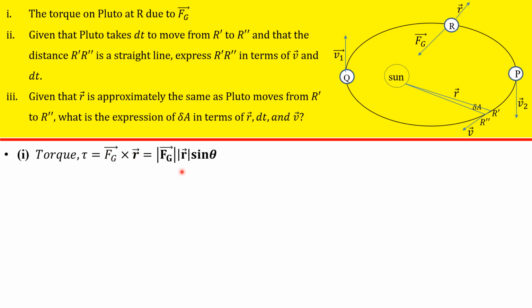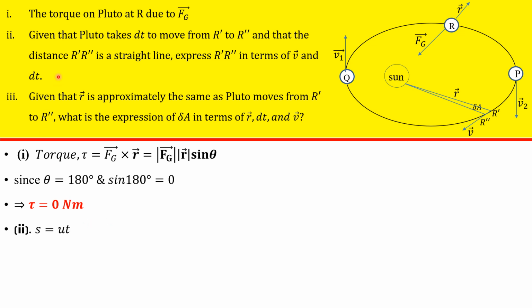Again, the cross product is what? The magnitude of the two vectors multiplied by the sine of the angle between them. But what's the angle between them? Look at the two of them, they are anti-parallel, so the angle between them is 180 degrees. So sine 180 is basically zero. So the torque on the planet is 0 Newton meter.